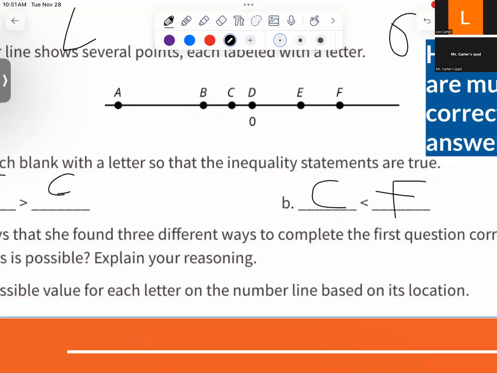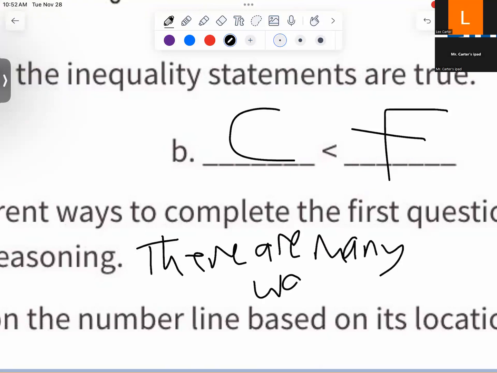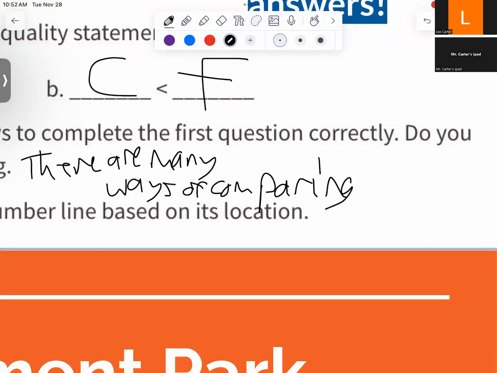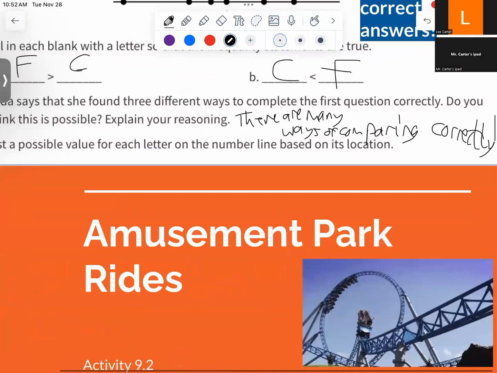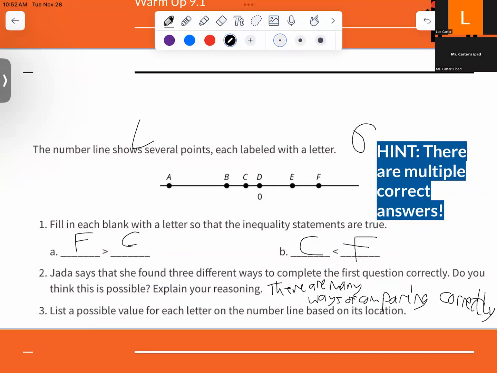So there are many ways of comparing. And again, when I'm seeing if I'm giving you credit on these, I'm looking for every answer that I do on here, you should have answered on yours. You might have a better way of answering this than me. All right. Possible value for each letter on the number line based on its location. Okay, so just pause and do your best on that and then watch mine based on my answer.